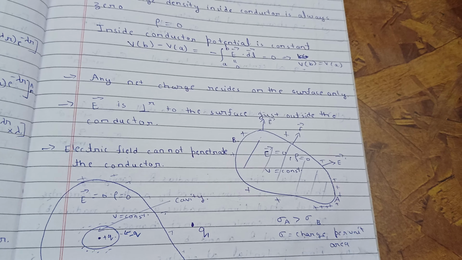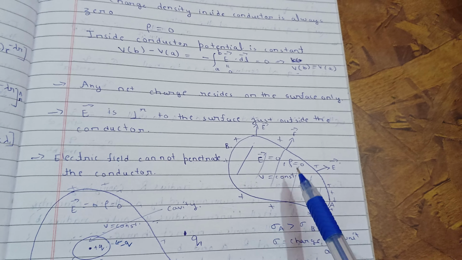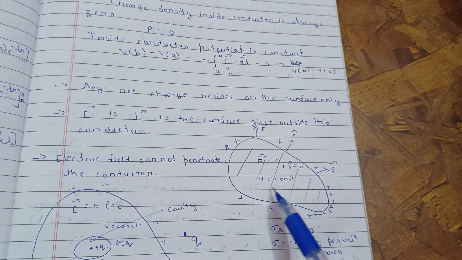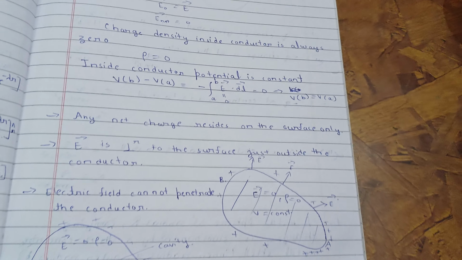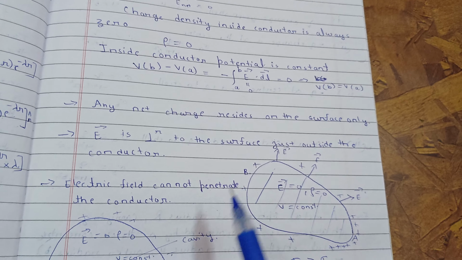So this is a property of a conductor, and inside will always remain 0. Charge density 0, electric field 0, and V is constant inside the conductor. Now see, the electric field cannot penetrate the conductor also.